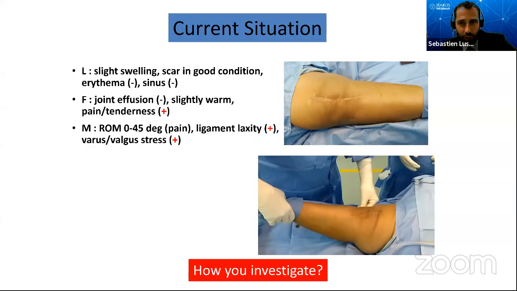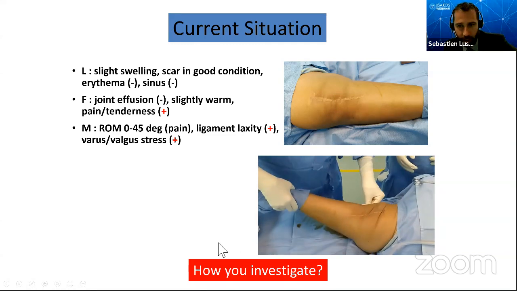So you can see the situation, you can see the scar. We have a video here. I don't know if the video is running. You can see the laxity. She's got some slight swelling. The scar is okay. She has no erythema, no sinus, no joint effusion, slightly warm. She's got some pain. Range of motion is very limited, 45 degrees, and you can see the valgus stress. You know the situation, and I would hand over to Sam. How do you manage this crazy situation now?